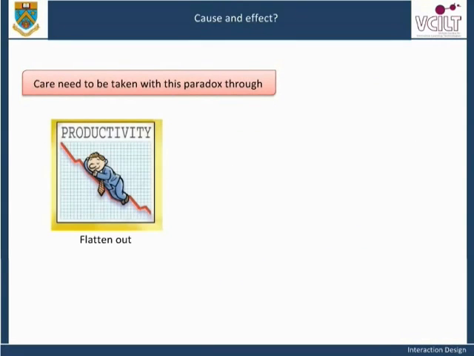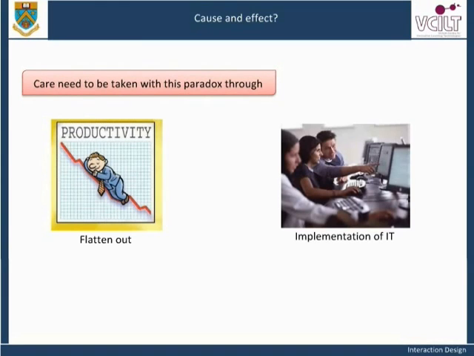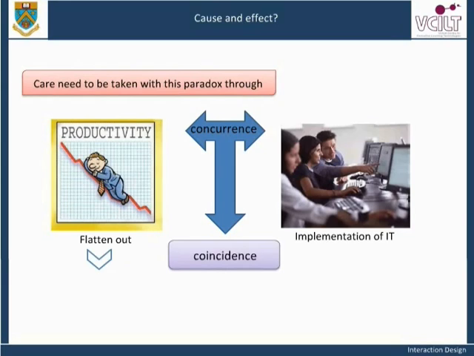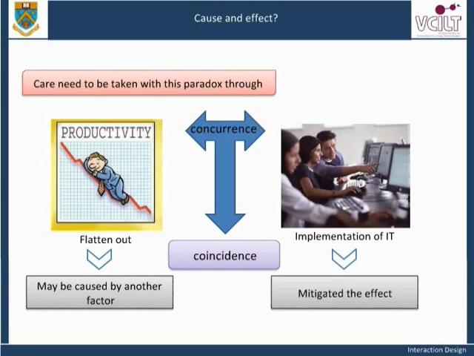Care needs to be taken with this paradox though. Just because productivity flattened out at the same time as implementation of information technology got underway does not imply cause and effect. The concurrence of these two events may simply be coincidence. The flattening in productivity may be caused by many other factors, and it may be that the implementation of IT systems has mitigated the effect.